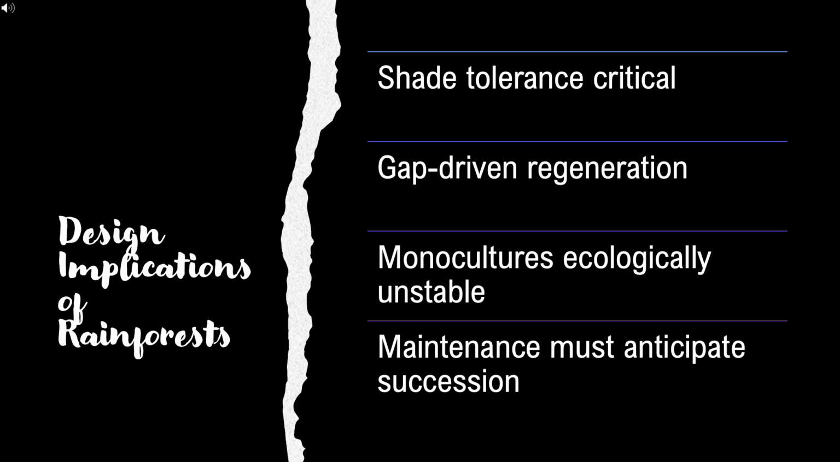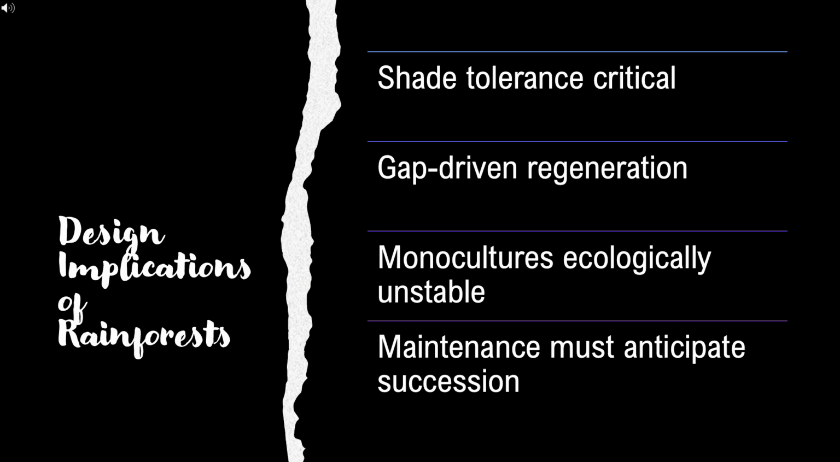Second, gap-driven regeneration. In a rainforest, the most dynamic, fastest changing parts of the landscape are the gaps, where trees have fallen and new growth is competing. As a designer, you can strategically use this. Creating intentional openings can accelerate succession, but you also need to manage them, or aggressive pioneer species will colonize in ways you didn't plan.